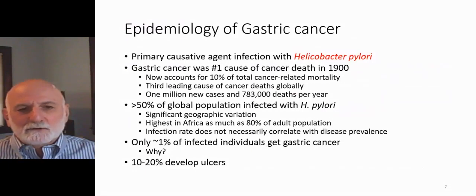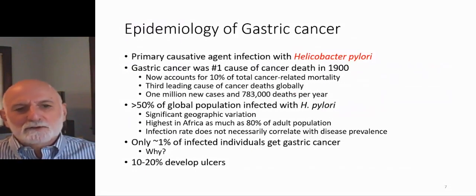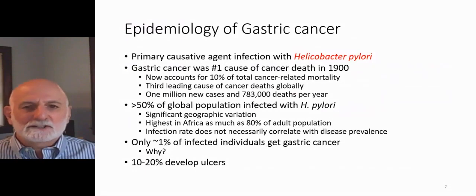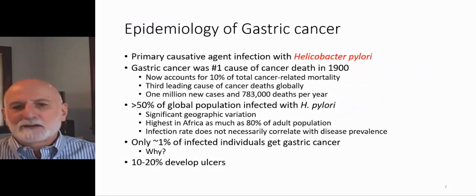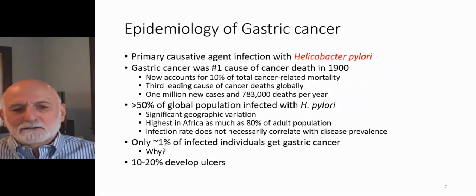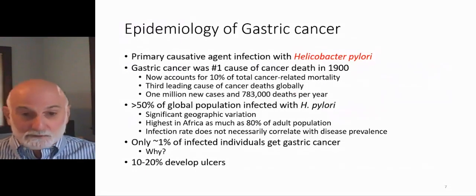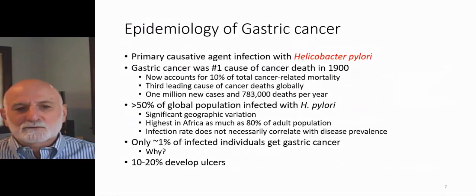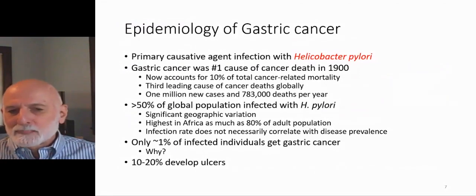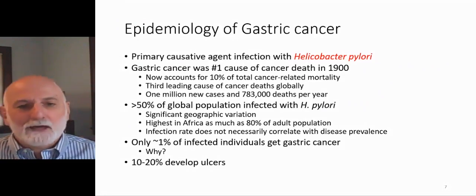Now, to put this into perspective, more than 50% of the global population has an active H. pylori infection in their gut. There's significant genetic variation amongst populations, with the highest infection rate being in Africa. But the odd thing, which will be a focus of this talk, is that infection rate does not necessarily correlate with disease prevalence. And that raises the question, why is it pathogenic?